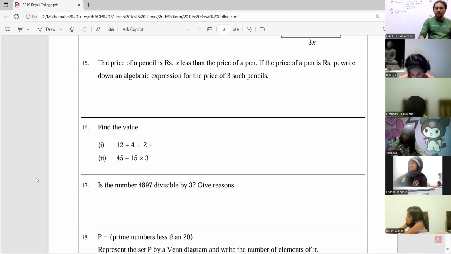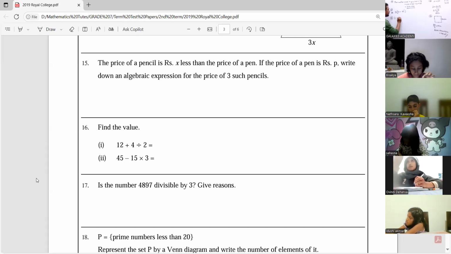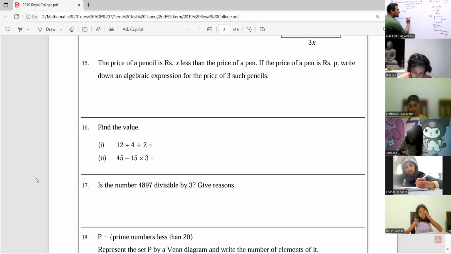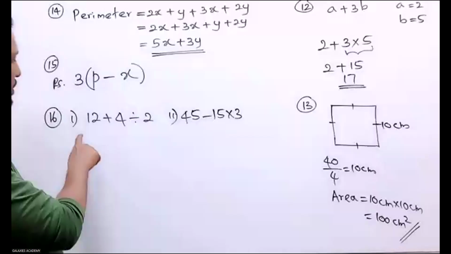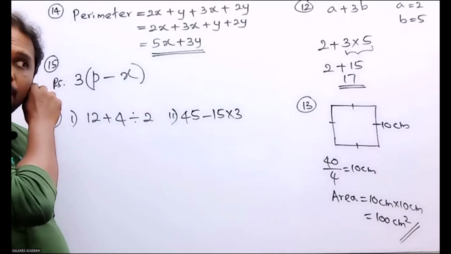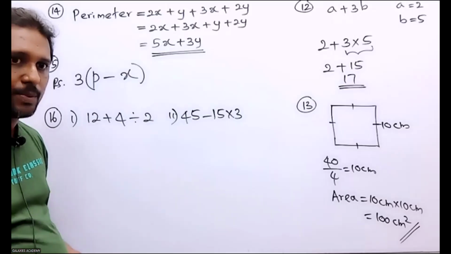Right, then let's go to the next one, number 16. Find the values. There are 2 parts given. The first part is 12 plus 4 divide 2, and the second part is 45 minus 15 multiply 3. Right. Can you tell me, what math rule do we have to follow? For the first part, first you have to do which mathematical operation? Division, no? According to the math rule.